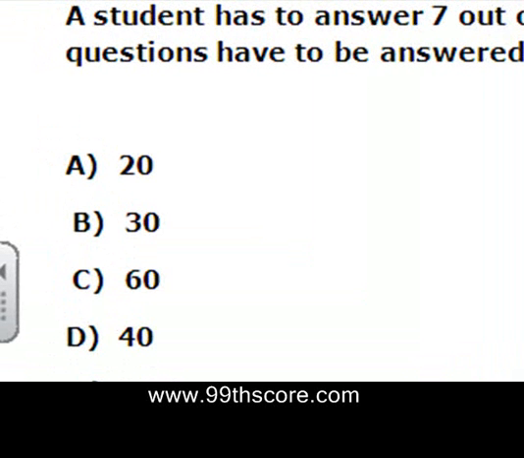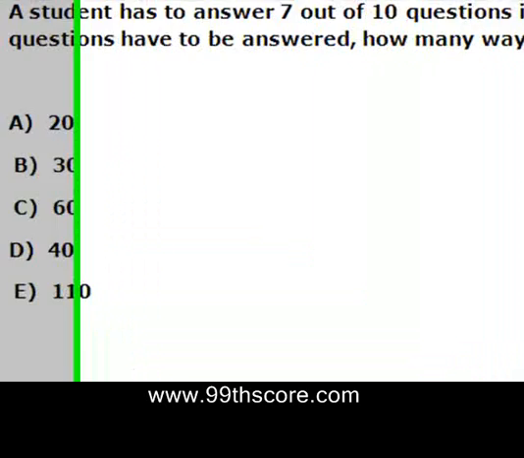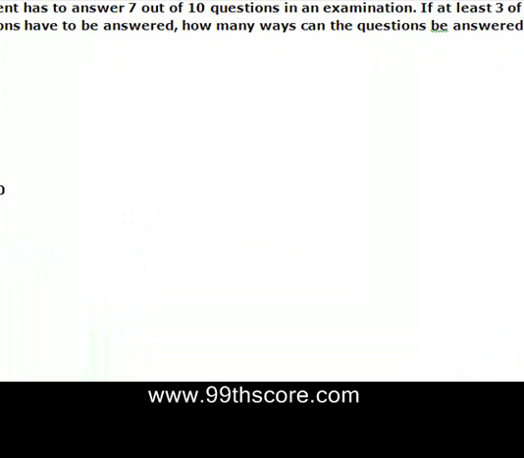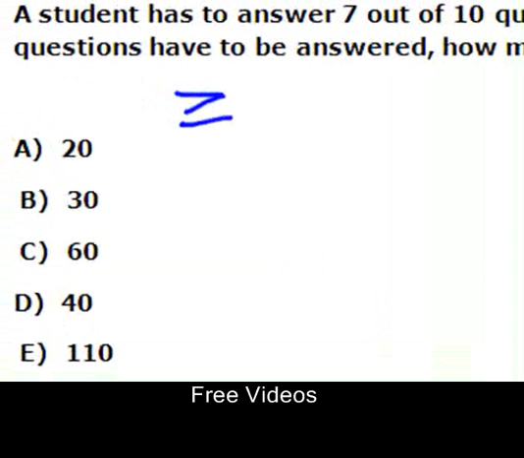A student has to answer 7 out of 10 questions in an examination. If at least 3 of the first 5 questions have to be answered, how many ways can the questions be answered? The first critical thing to be careful of here is the word "at least." At least means equal to or greater than whatever number they've given us.